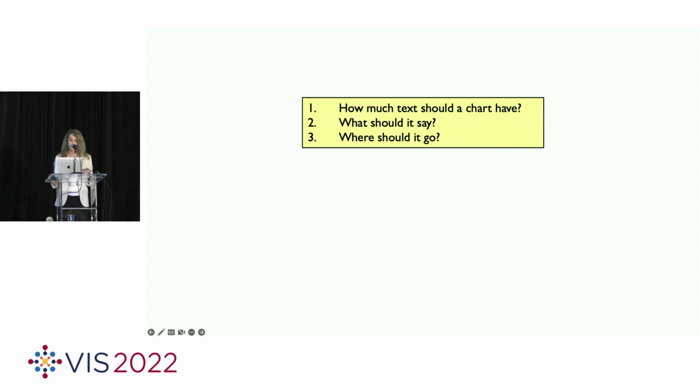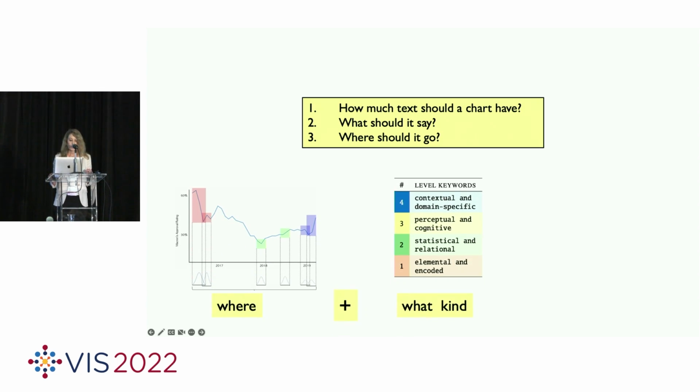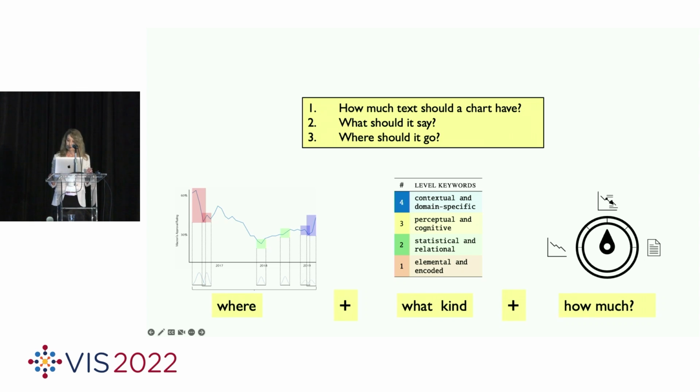I'm going to describe 3 pieces of prior research that each address one of these questions. The last puts all 3 together. So I'll discuss the where, the what kind, and then the how much. These examples will also tell us about some other interesting information about language plus viz.